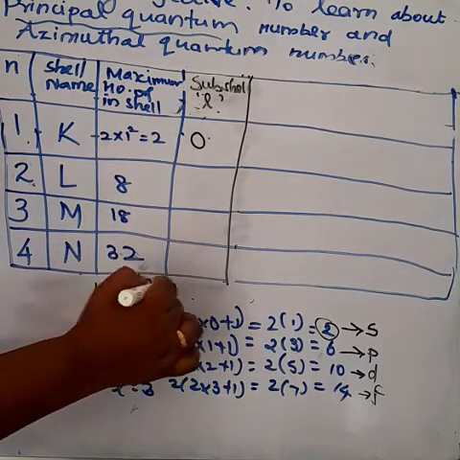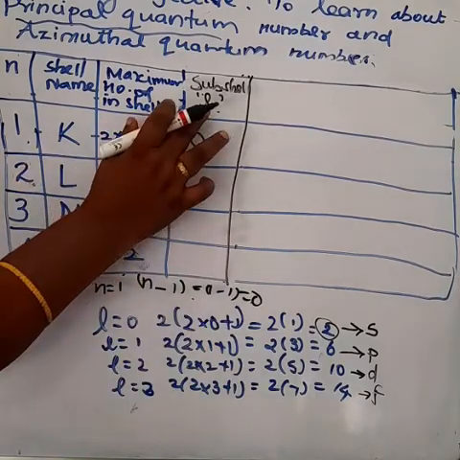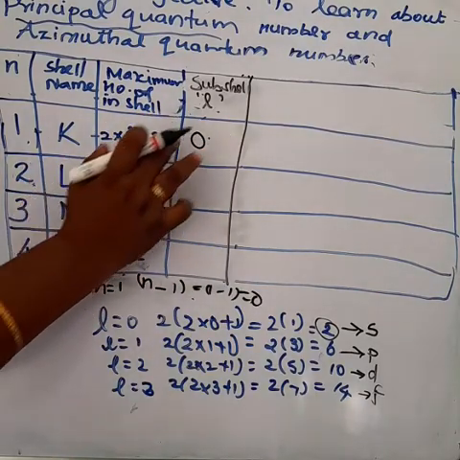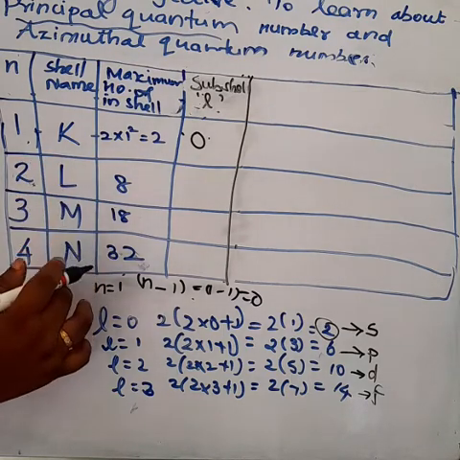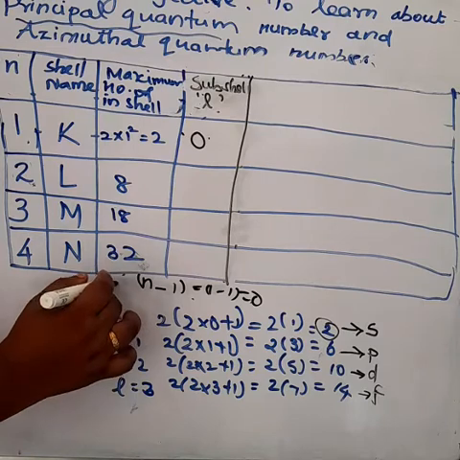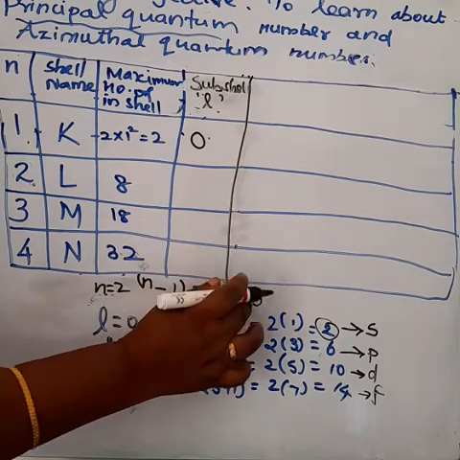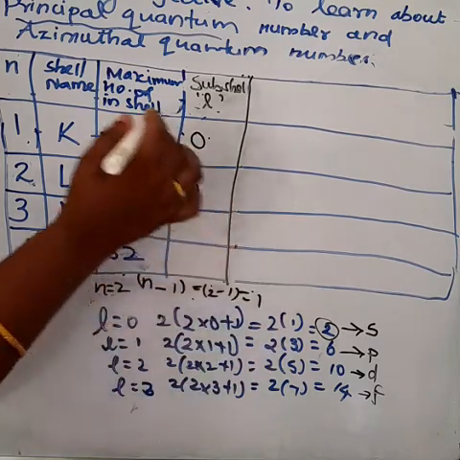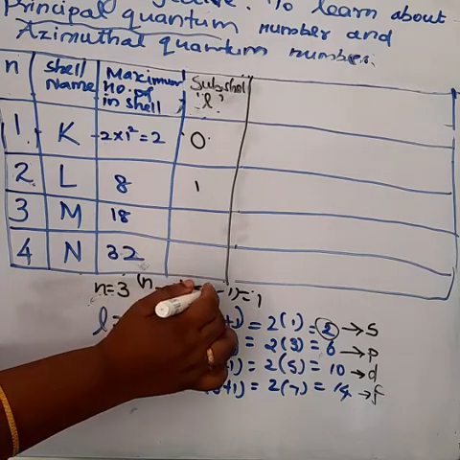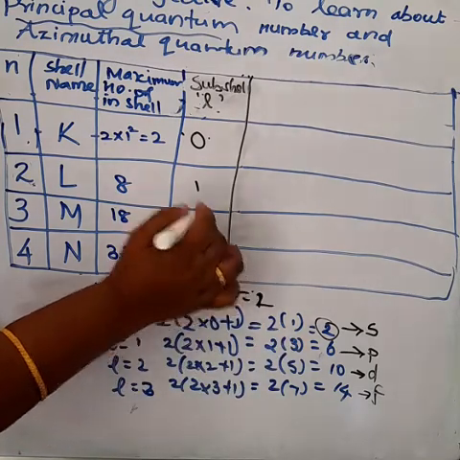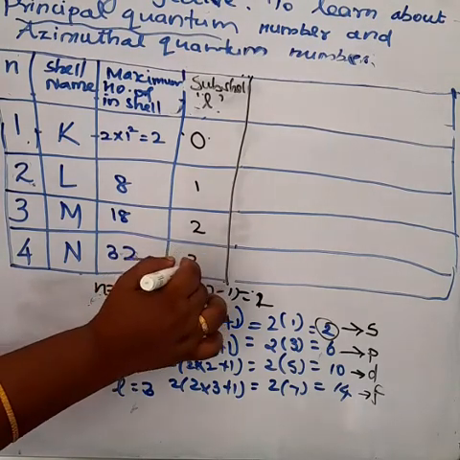And for the second subshell, the value of L is n minus 1. For the second shell, n is equal to 2, so 2 minus 1 is 1. And then n is equal to 3 means 3 minus 1, 2. And then n is equal to 4 means 4 minus 1, we get 3. These are the subshells: L is equal to 0, 1, 2, 3.